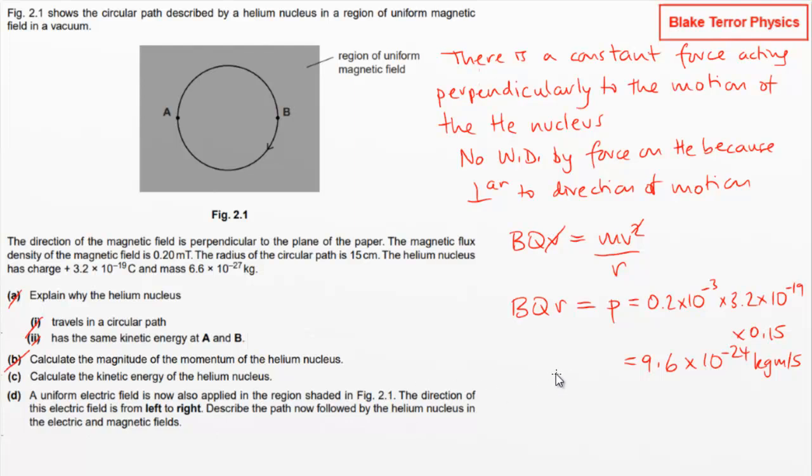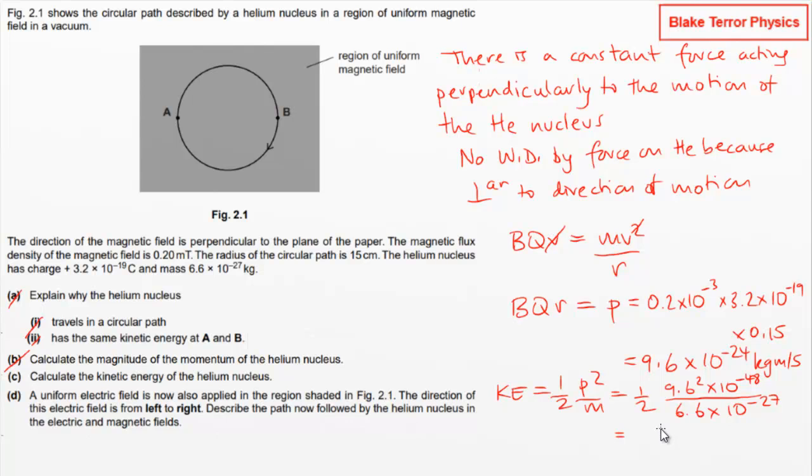Calculate the kinetic energy. Okay, so kinetic energy is a half p squared over m. They've given us m, so we need to do a half times 9.6 squared times 10 to the minus 48 divided by this mass, which is 6.6 times 10 to the minus 27. We're going to get a slightly annoying number out of all of this, aren't we? But what are we going to end up getting?